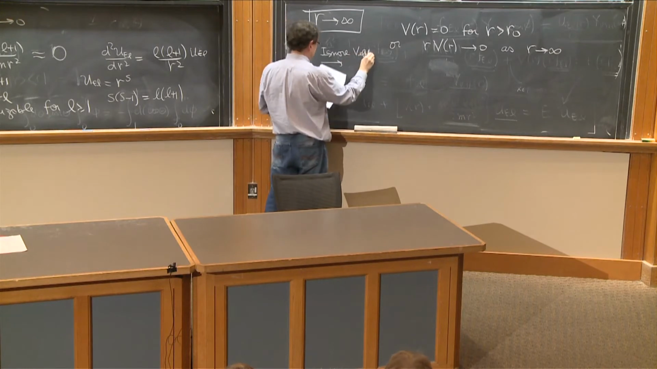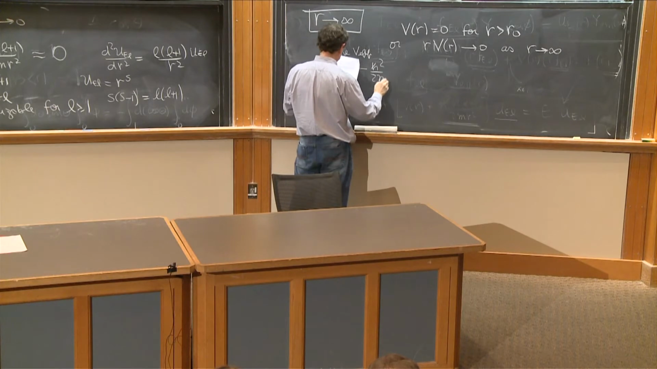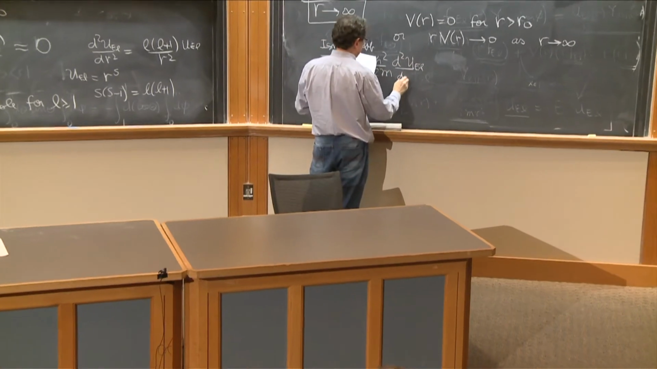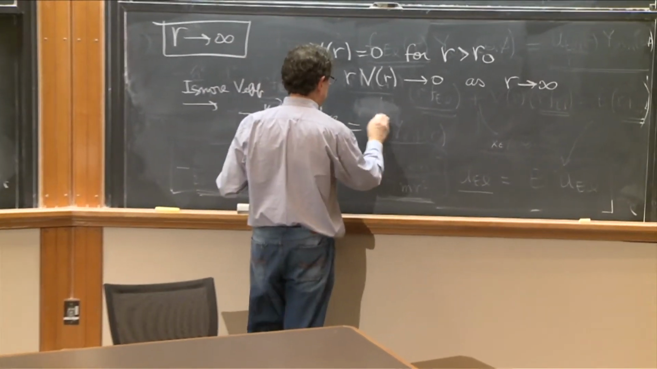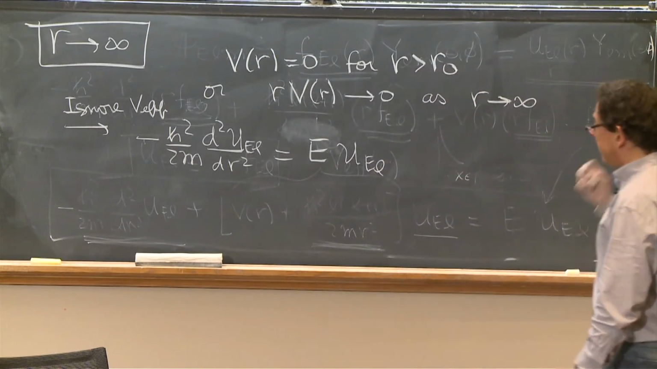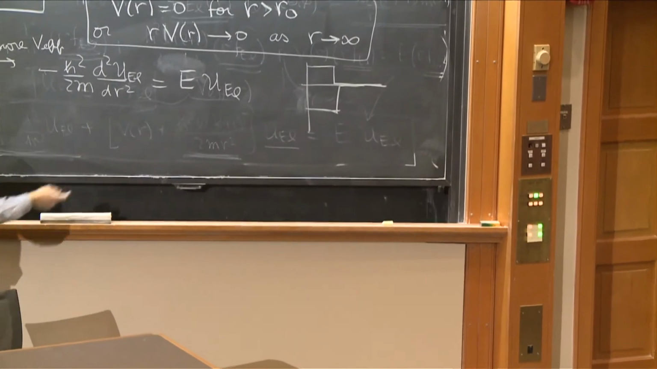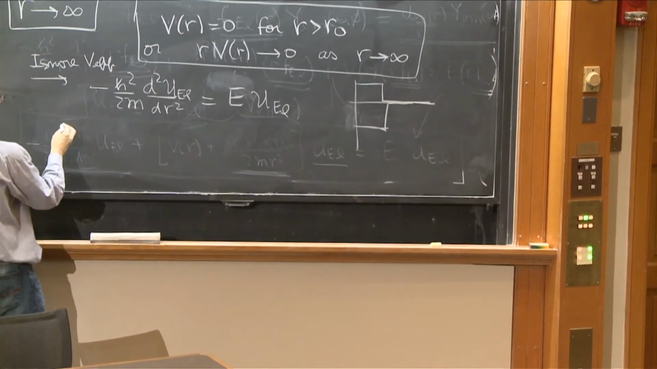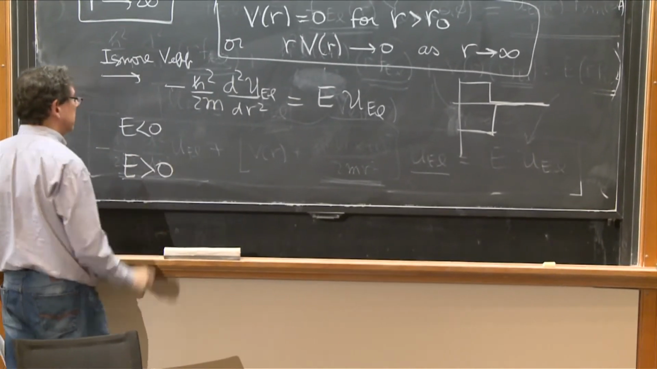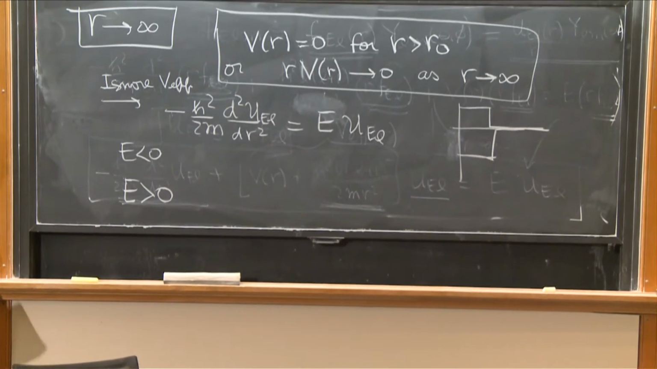and therefore we're left with minus h bar squared over 2m d second u_l dr squared is equal to E u_l. And that's a very trivial equation. Here, it's interesting to consider two possibilities. The case when E is less than 0, or the case when E is greater than 0. So scattering solutions or bound state solutions.